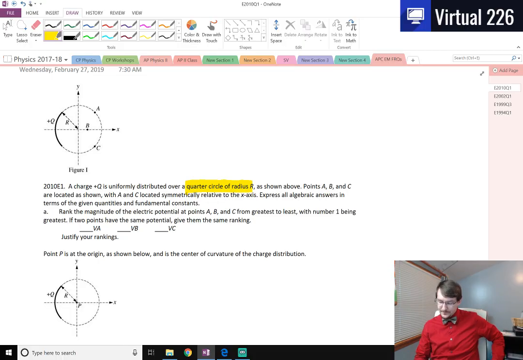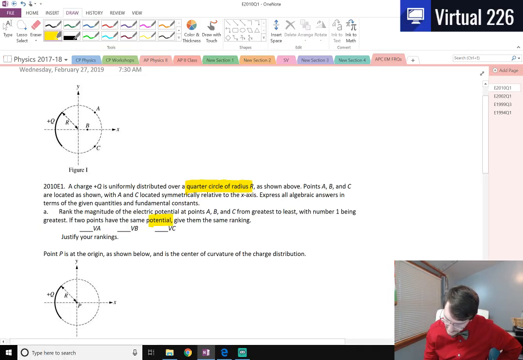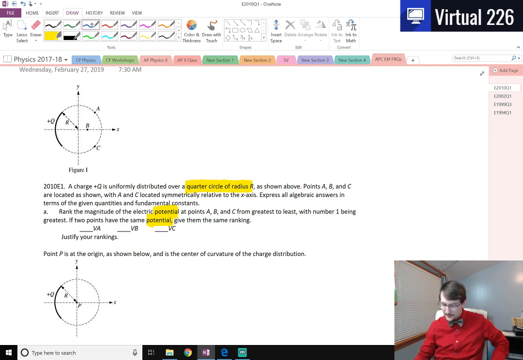We're expressing all algebraic answers in terms of given quantities and fundamental constants. And for the first part of this, we are ranking the magnitude of the electric potential at points A, B, and C from greatest to least, 1 being the greatest, and if 2 points have the same potential, we just label them the same.